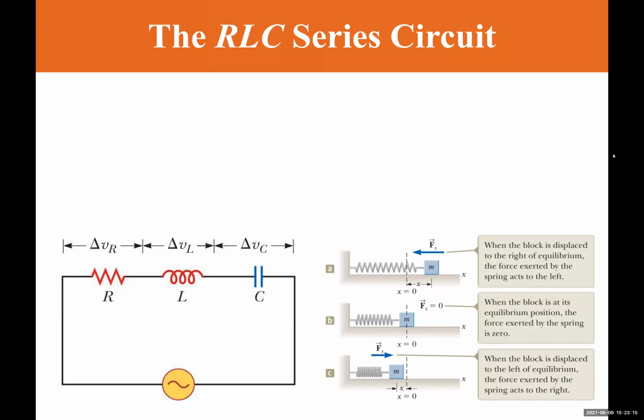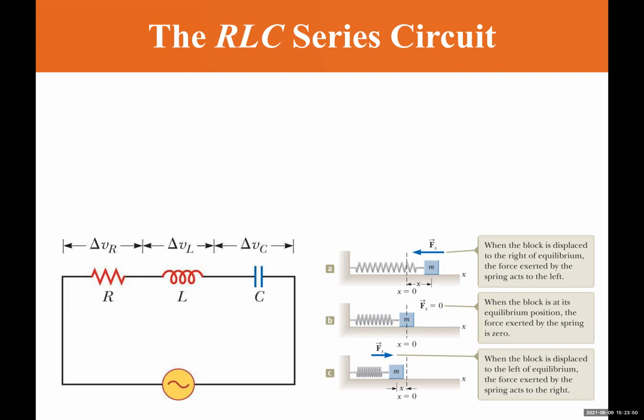All right, guys. So now we're going to look at RLC series circuits. As the name suggests, this is a circuit with R for resistance, L for inductance, and C for capacitance. So we have all of those three circuit elements in series together, connected to the function generator.